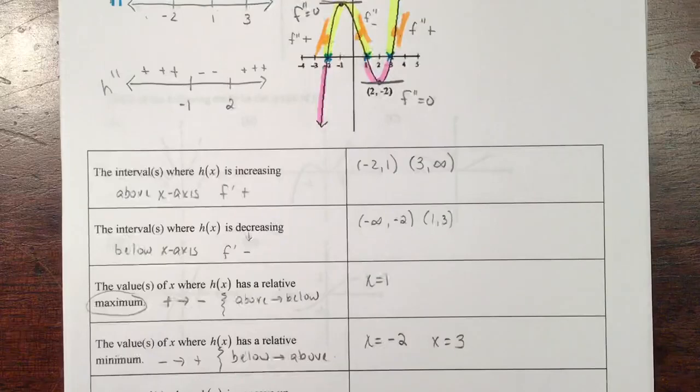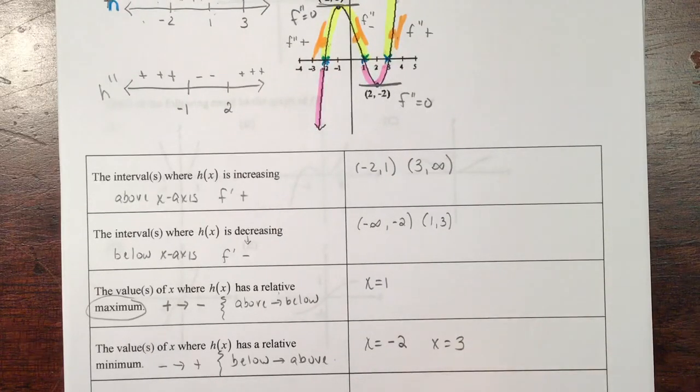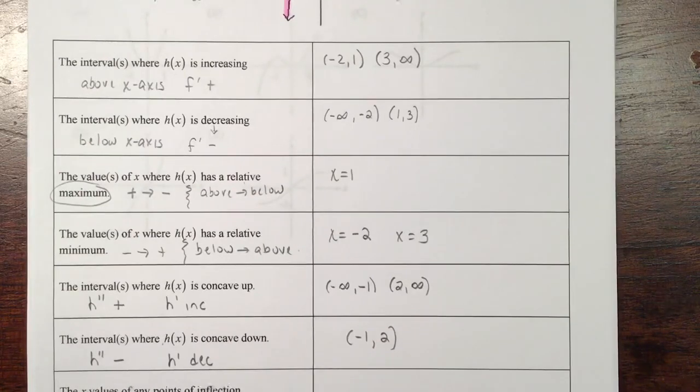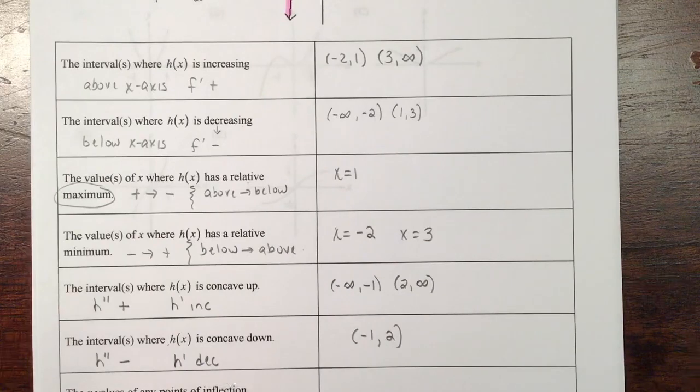So now we're just going to describe those intervals. h prime is concave up from -infinity to -1, and from 2 to infinity, and h is concave down from -1 to 2. And lastly, we're going to talk about points of inflection. These are going to be any sign changes on our number line or turning points on the graph.